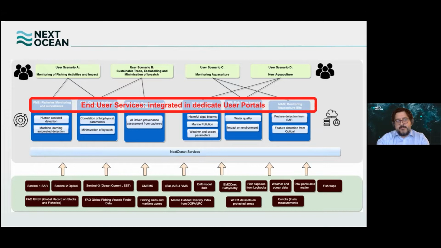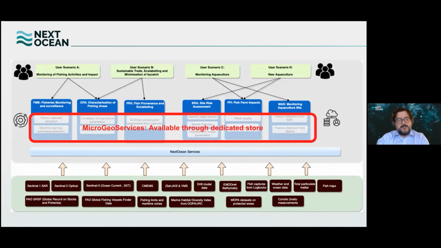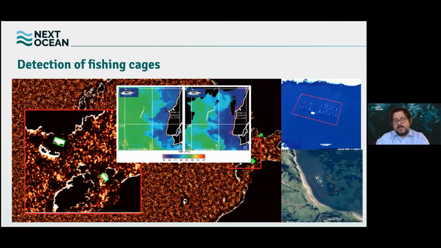These are basically the front ends of a set of lower level services, what we call the micro-geo services. We have the 6 services here, and these are based on the micro-geo services. These are services which are automated as much as possible, which range from human-assisted detection to correlation by physical parameters and so on. The micro-geo services are the smaller components, or the Lego bricks, of the user services.